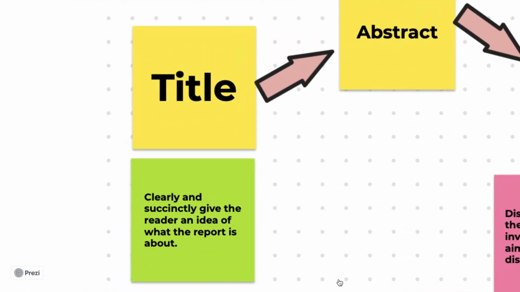And so we start off with every report needs a title, and it's got to be very clear and to the point. Within a reasonable sized sentence, you have to give the reader an idea of what the report's about. And this is particularly important with a lot of modern scientific reports and research, which are very, very specific and very, very niche.